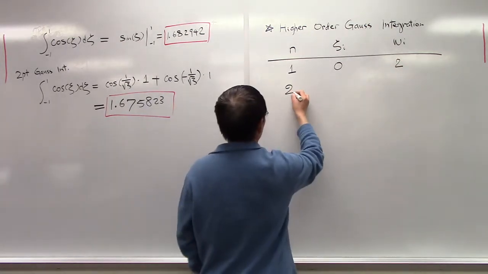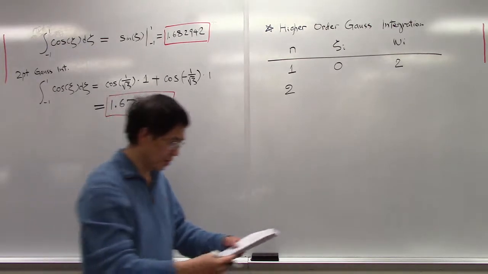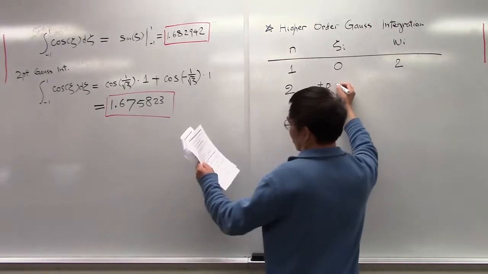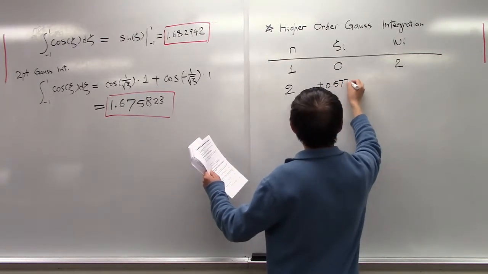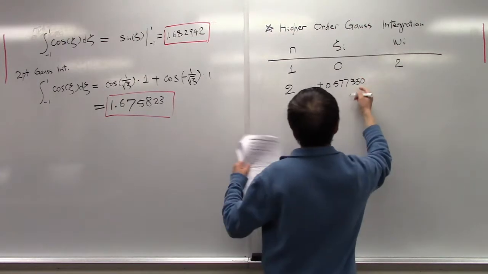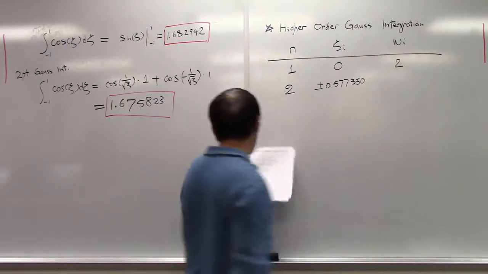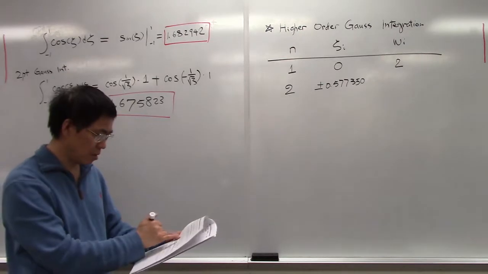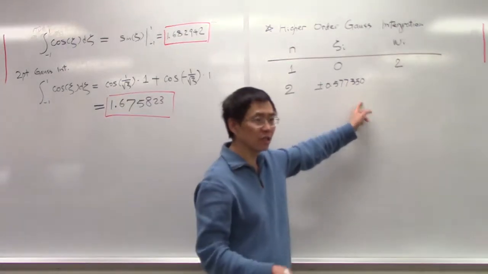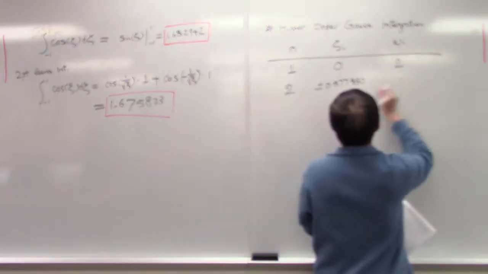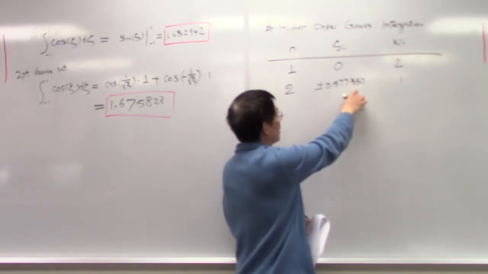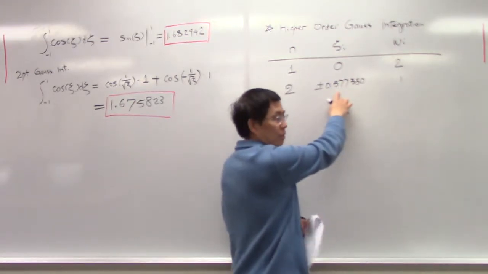If you use 2 points, that's what we just derived. It is plus or minus 0.577350. The text lists up to about 12 digits. Okay, I just write 6 digits here, and the weight is 1. This is the first 6 digits of 1 over root 3.